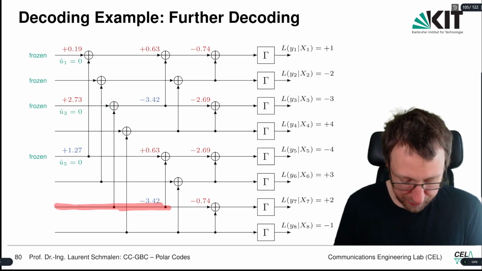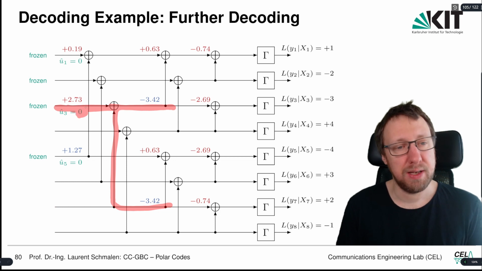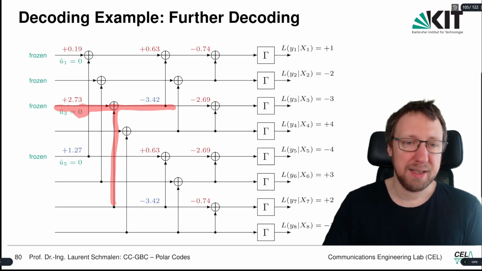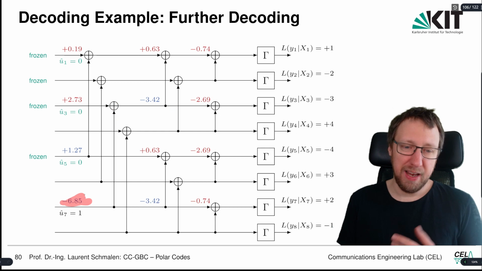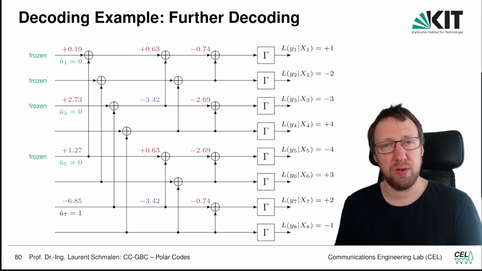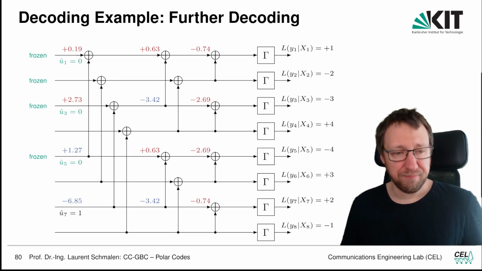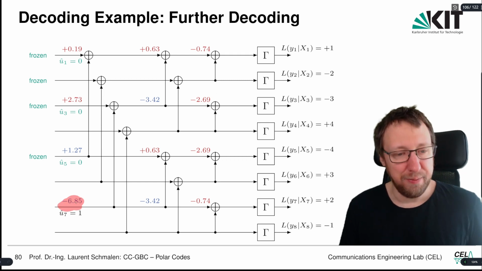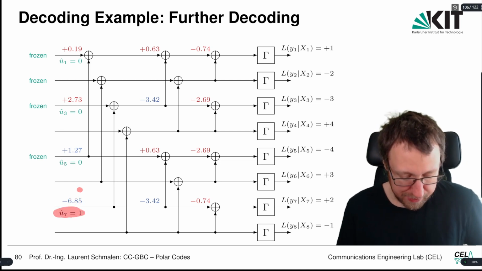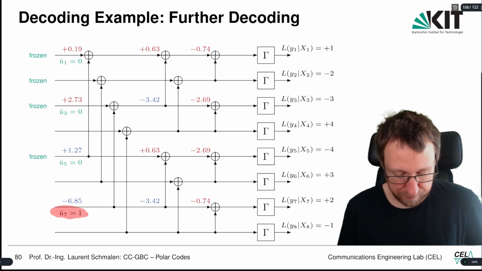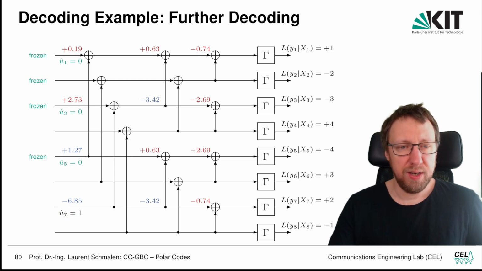So D+ is equal to minus 3.42 minus 3.42. We don't make a sign change because here we have a 0. So we get minus 6.84. So minus 6.85 because of rounding effects. I cut off after two digits behind a comma. So we have minus 6.85. And this gives us U7 hat. So we have U7 hat is equal to 1. Okay, so we can continue.